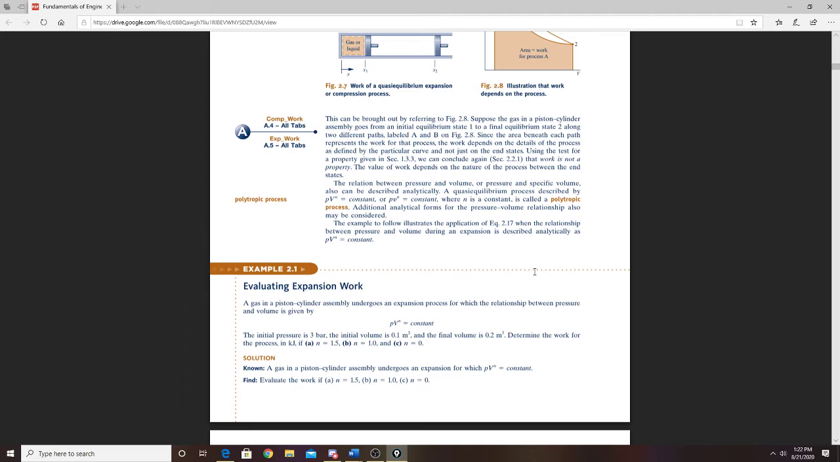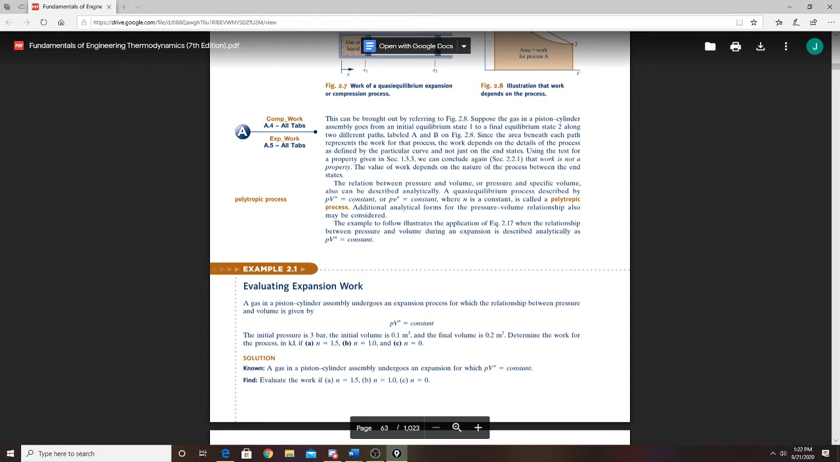So, really quickly, we're going to do a little bit of an example here. It says a gas in a piston cylinder assembly undergoes an expansion process for which the relationship between pressure and volume is given by this. So, if you see this type of question, it says the relationship is given by this right here. That means it is a polytropic process, okay? So this should be alarms going off in your head. If it tells you to use that relationship, it's a polytropic process. And then it says the initial pressure is 3 bar. So we would go P1 is equal to 3 bar.